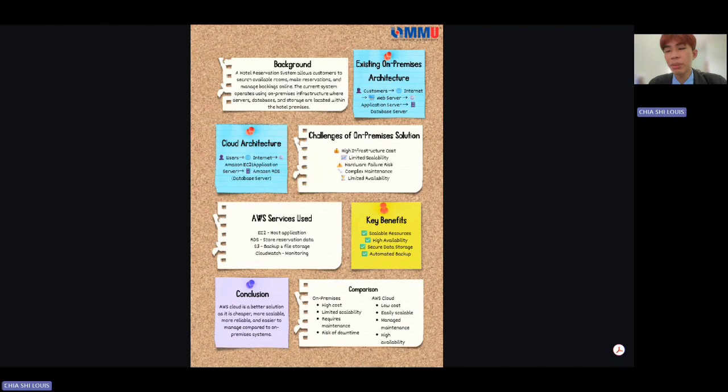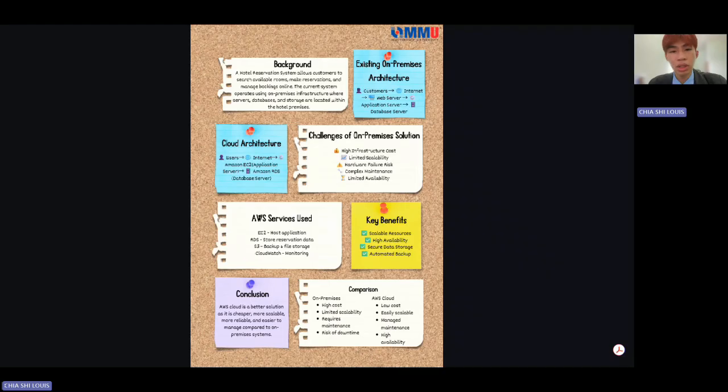The third service is Amazon S3, Simple Storage Service. Amazon S3 is used to store files, images, reports, and backup data. It provides highly reliable and scalable cloud storage without requiring organizations to manage physical storage devices.